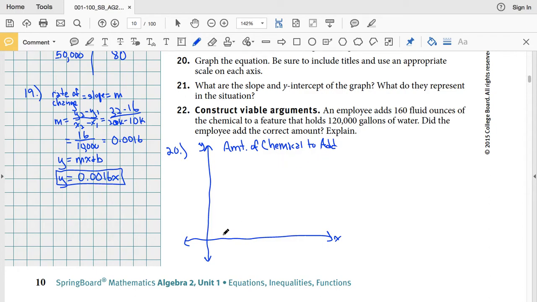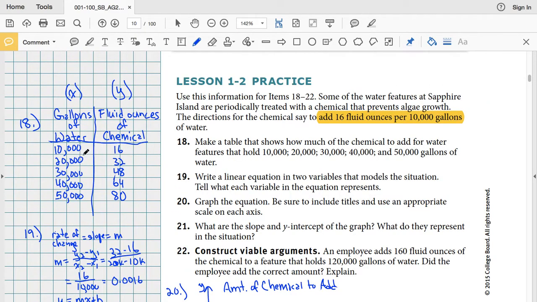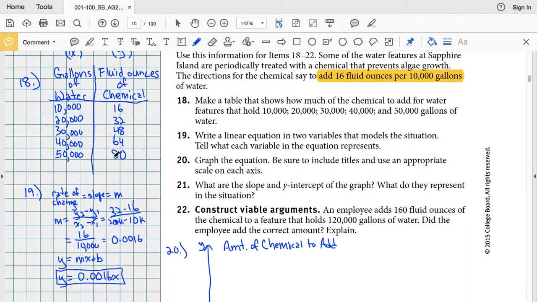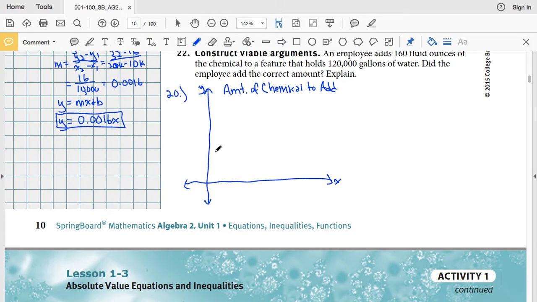Okay. And let's go ahead and provide our scale. So again, our x is going to be water, and this is going to be in 10,000s. So let's go ahead and label that first. We'll say gallons of water. Unless I want to write 10,000, 20,000, 30,000, 40,000, so on and so forth, I don't want to write that out. You could if you have more room. I really don't have a lot of room, so I'm going to say in 10,000s.